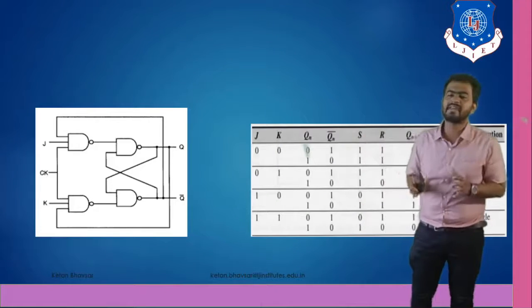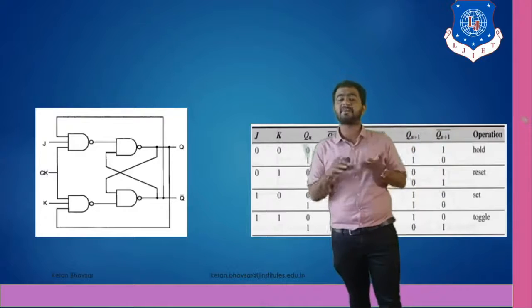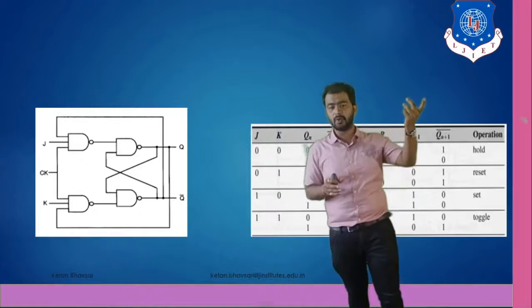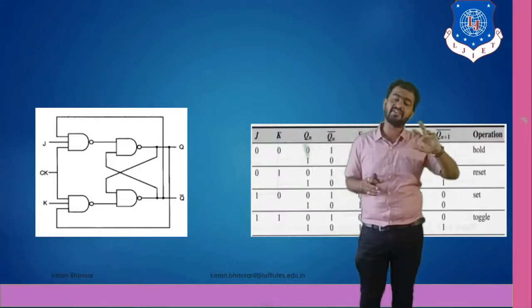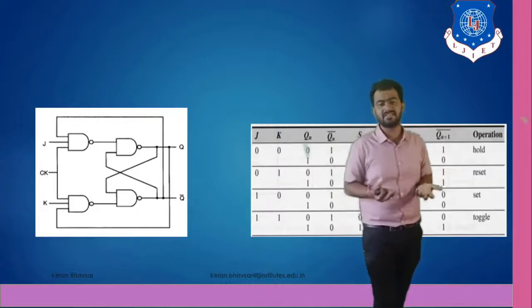So in terms of the toggle variation, your output changes the previous value. It will toggle, meaning if your previous state is 0 1, then it becomes 1 0, and if it is 1 1, then it becomes 0 0. So according to that, it will change the previous state.